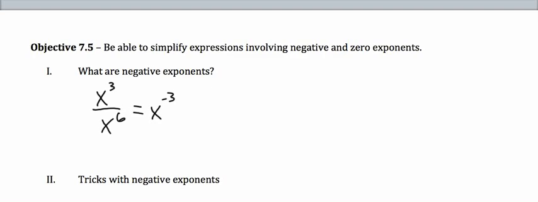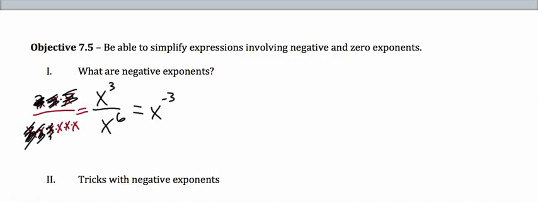Well, I think the best way to figure that out is to look at this problem in a different way. X to the third is just 3 x's. X to the sixth is 6 x's. If I saw it written out like this, I would probably not subtract exponents or anything like that. I would just start canceling x's and see what I have left.